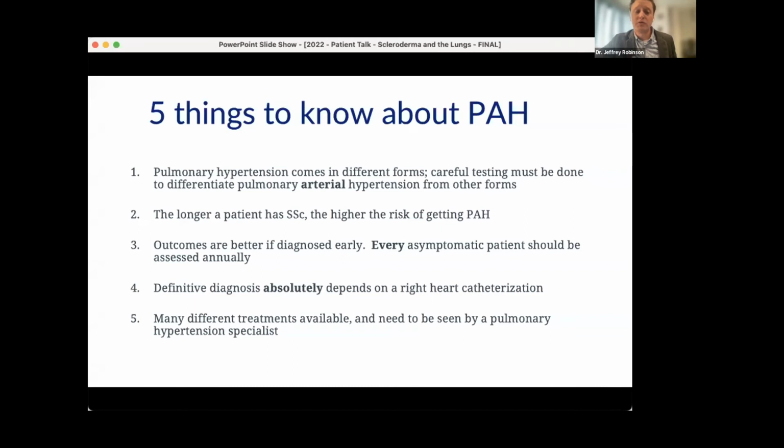And I'm also a strong proponent. This is a rare disease. In the general population, it's about 12 in a million get pulmonary hypertension. It's very rare. And so again, like some of the medications for the interstitial lung disease form, you really should be seen by someone with a lot of experience in treating pulmonary hypertension.